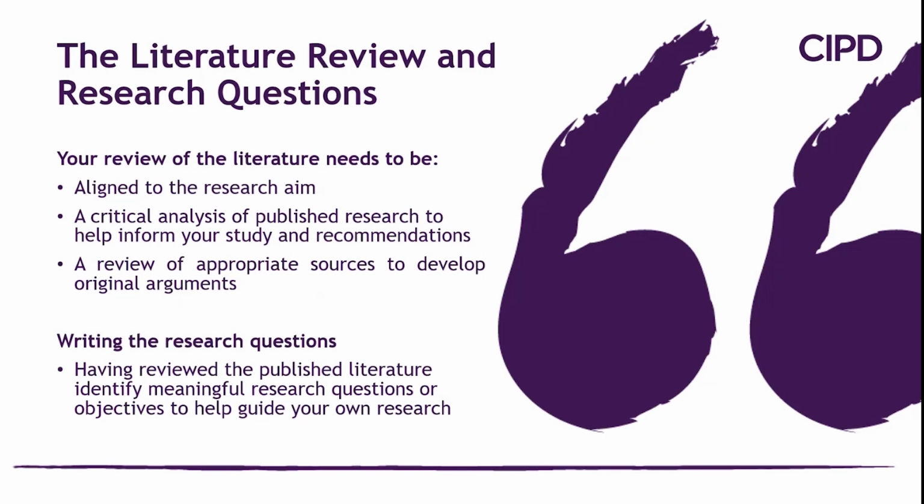Now, what you will find when you start doing a literature review is that you literally can go off in lots of different directions, because there's such a wealth of published research out there. It's therefore important that what you write in your literature review is aligned to the research aim, because it's that literature that's going to inform your own research study, but also the recommendations that you complete at the end of the study itself.